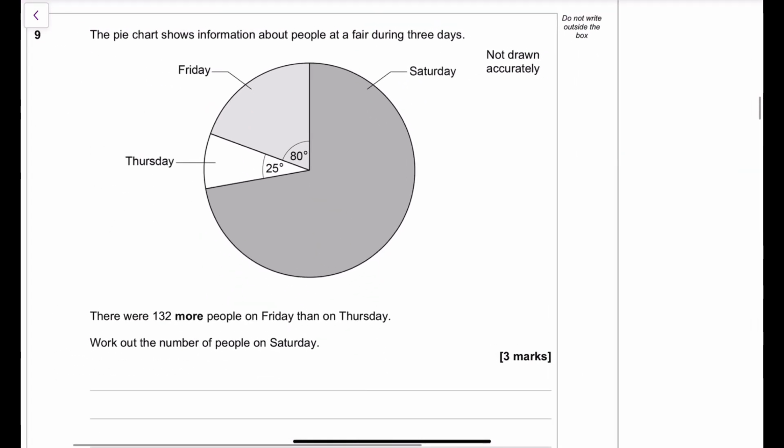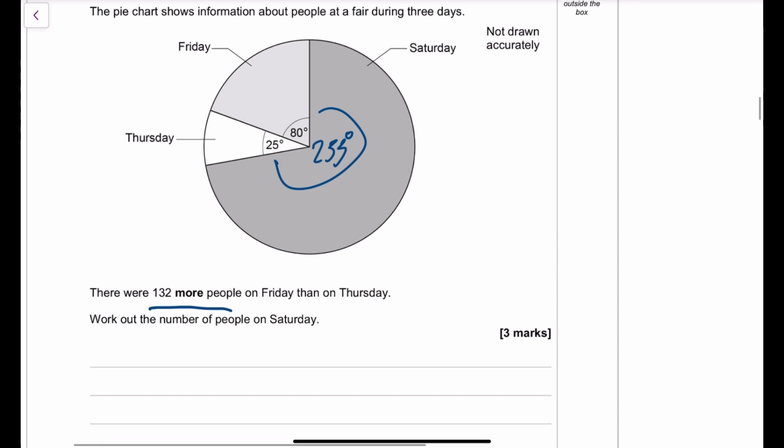Very good questions. Right, a pie chart shows information about people at a fair during 3 days. So you've got Saturday, which was some amount here, which we don't know what this is. We'll just work that out. 80 plus 25 is 105. And then take that away from 360. That's 225 degrees. Now it says there are 132 more people on a Friday than a Thursday, apologies. Work out the number of people on Saturday.